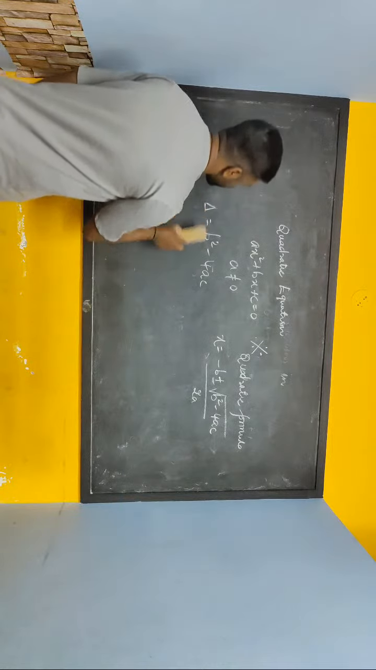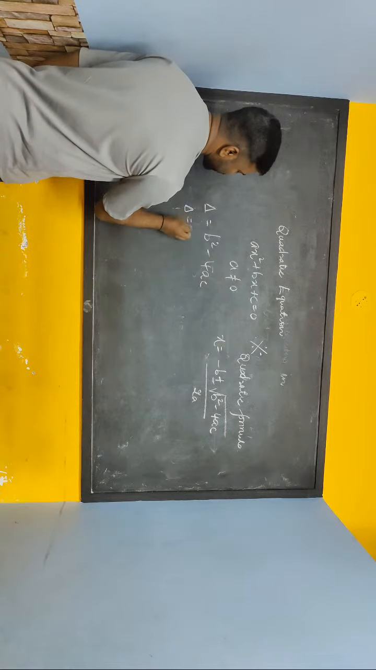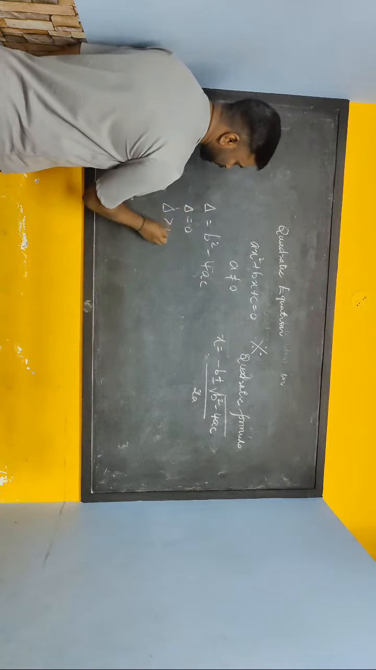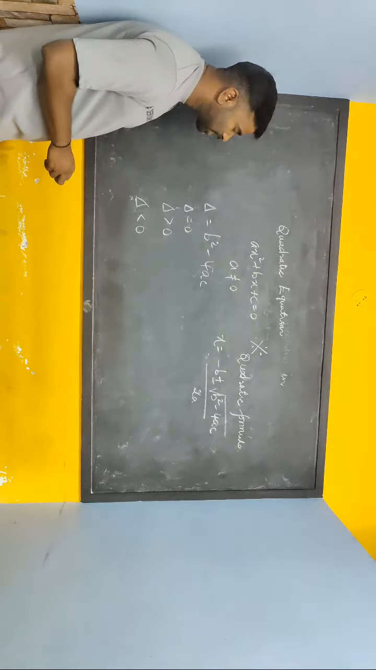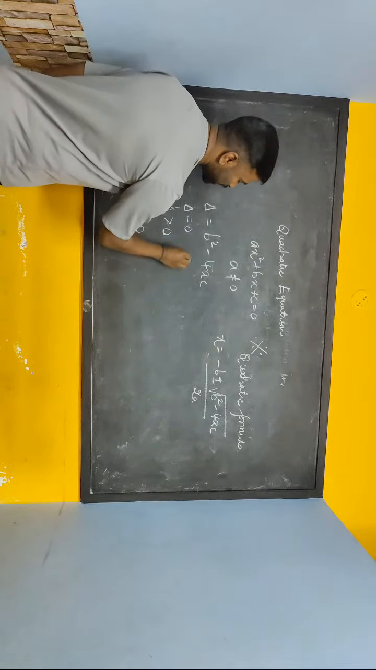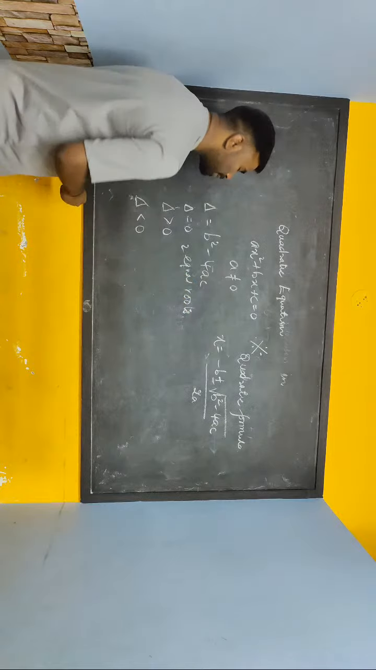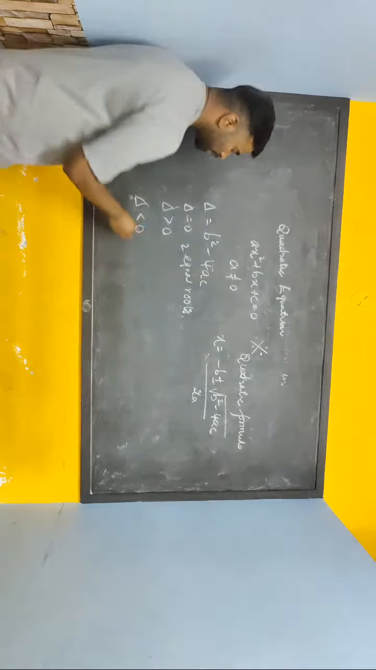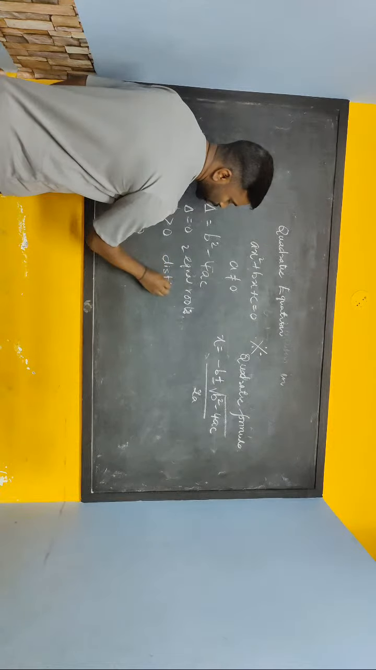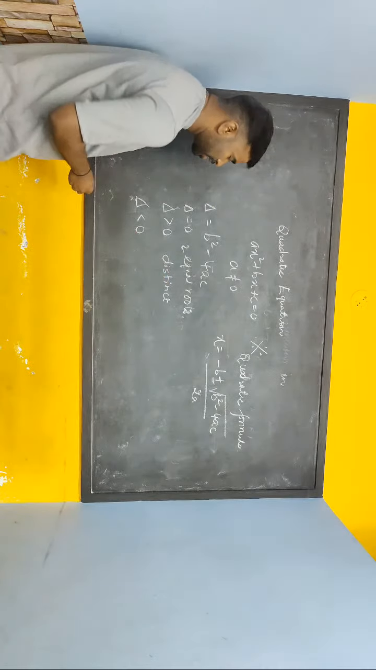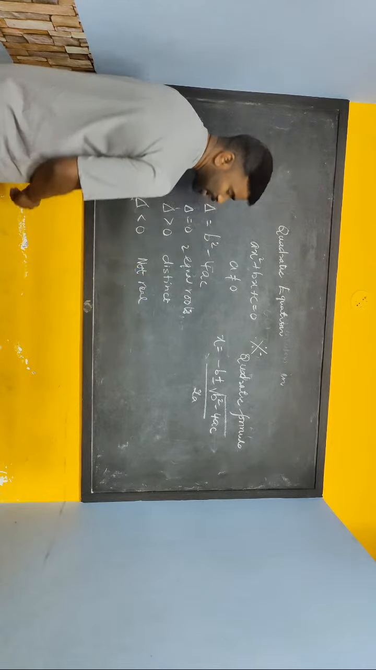Now, delta equals what? b square minus 4ac. Delta is equal to 0, delta is greater than 0, delta is less than 0. These are the key conditions. When delta equals 0, there are 2 equal roots. When delta is greater than 0, the roots are real and distinct. If delta is less than 0, the roots are not real.